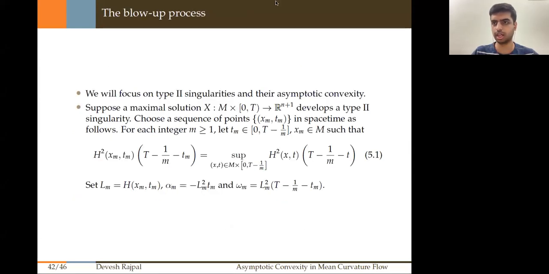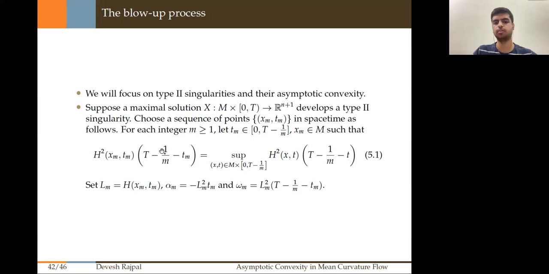And now we move on to type 2 singularities. So take a maximal solution which develops a type 2 singularity. On it, we choose some sequence in space-time, picking points in M and times such that this H² times the time difference term achieves the supremum here. So this is H²(x, t) multiplied by a time difference term, (t − 1/m − T). We are taking the supremum over a compact set, so the supremum is achieved.